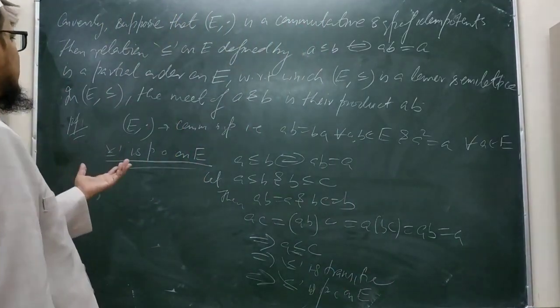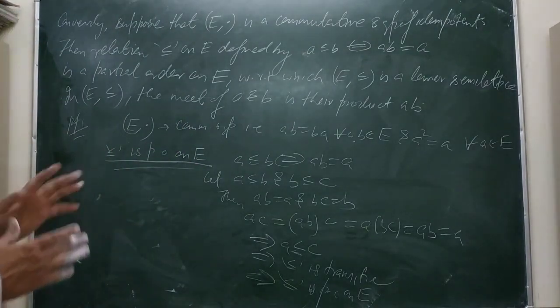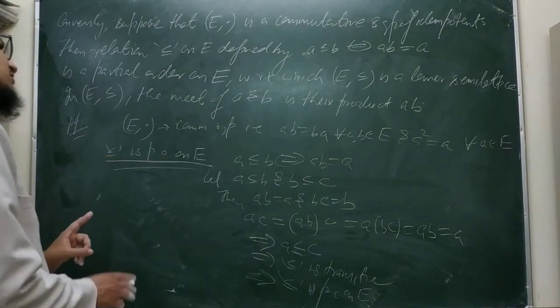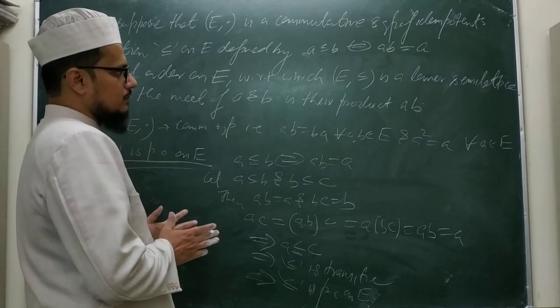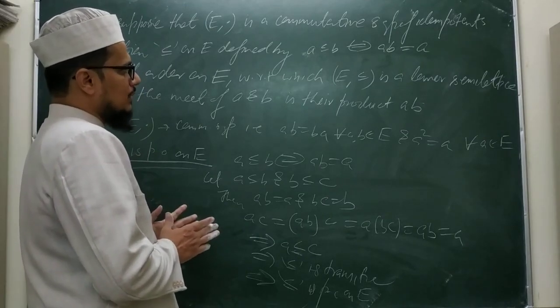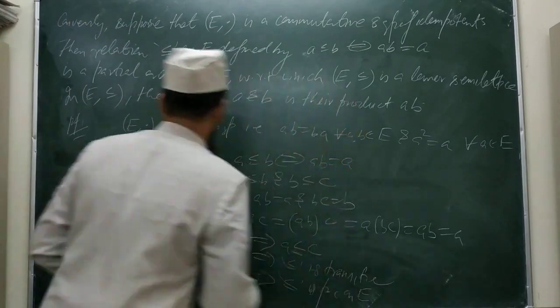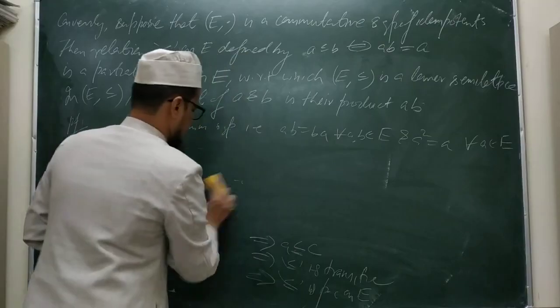So in this way the relation is proved to be a partial order. Now what else is remaining? It remains to prove that with respect to this relation E forms a lower semi-lattice. Lower semi-lattice means you have to show that the meet of A and B exists. We have already proved that it is a lower semi-lattice.